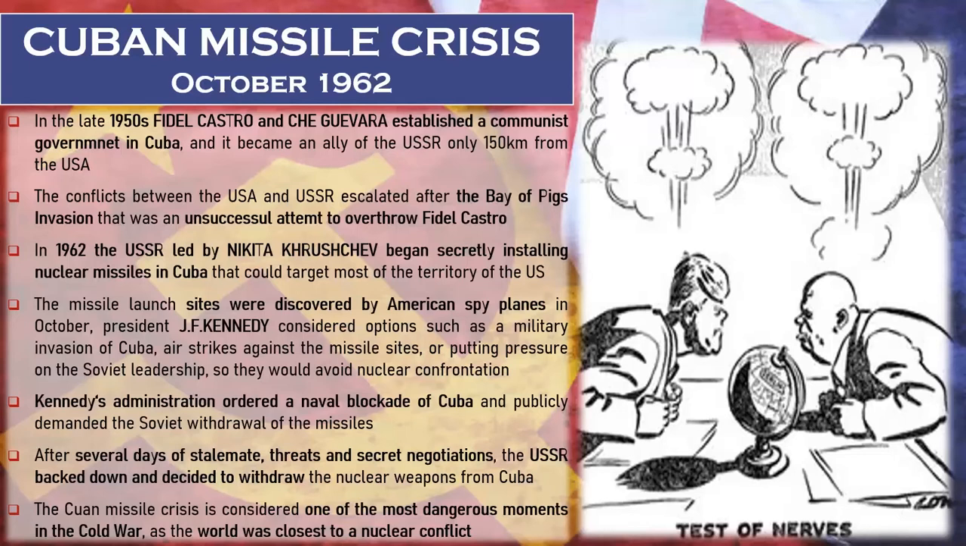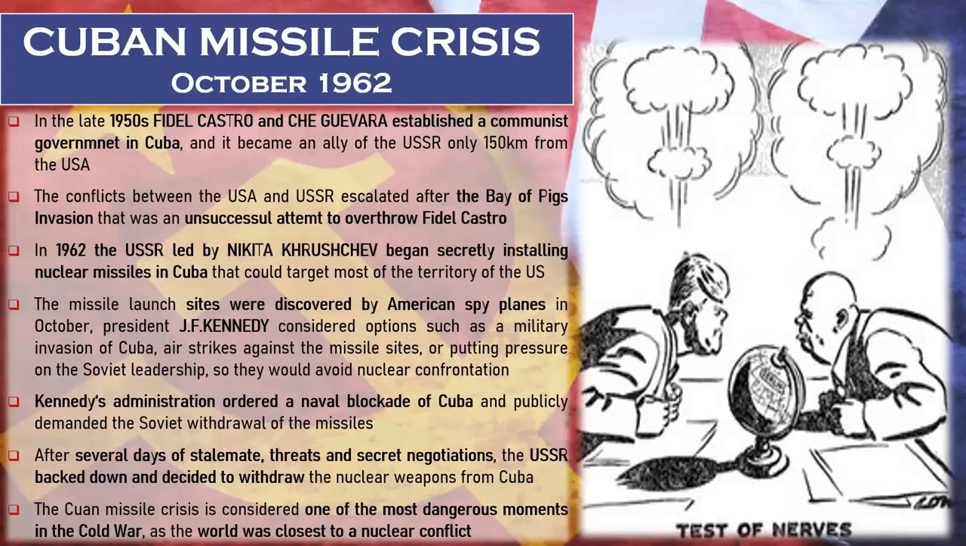So as you can see, there were in fact two ways: military intervention or negotiations. What Kennedy did was that he ordered a naval blockade of Cuba and publicly demanded the Soviet withdrawal of the missiles. So he left some space for negotiations.